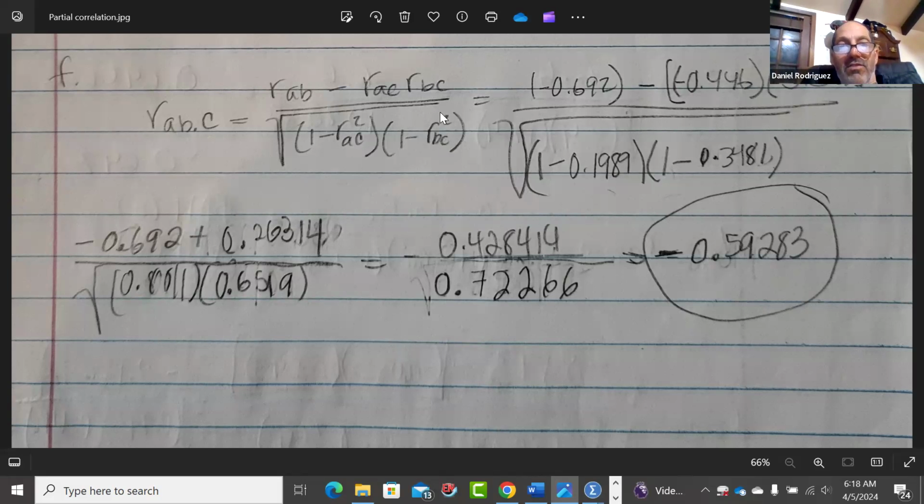And then also for this correlation, we get minus 0.59283. Just make sure you do this correctly. The important part is what did we learn from here?